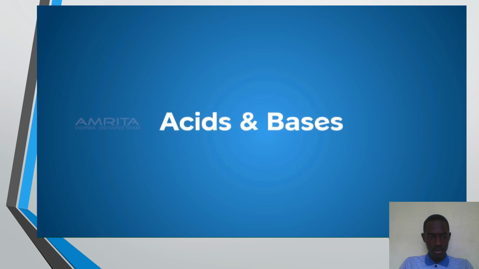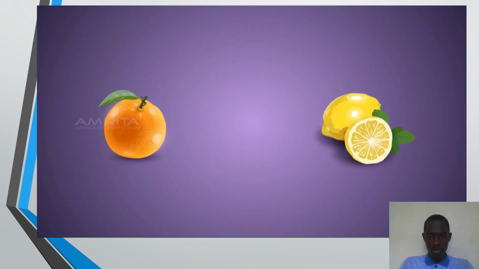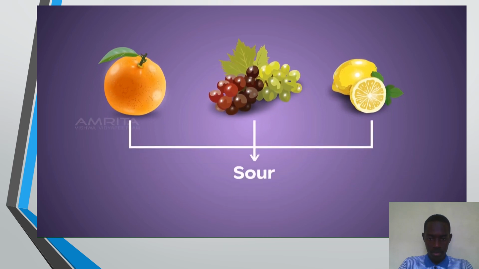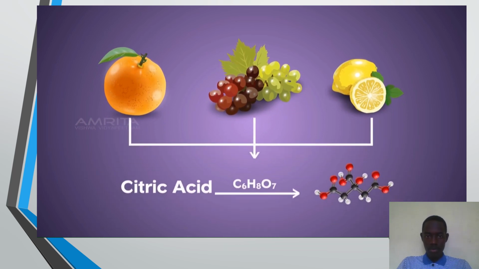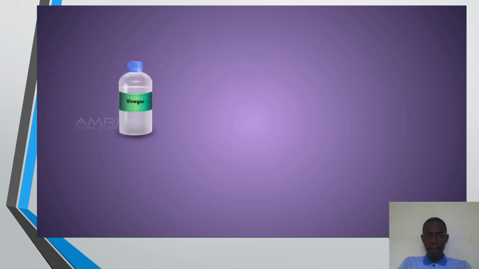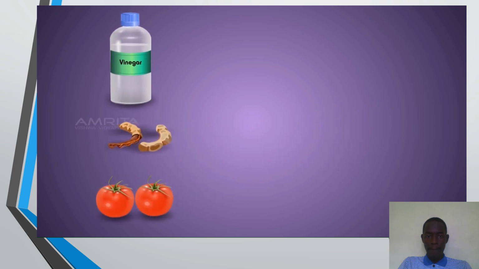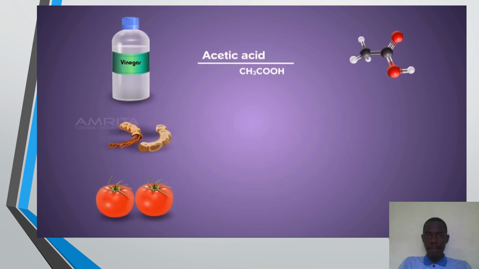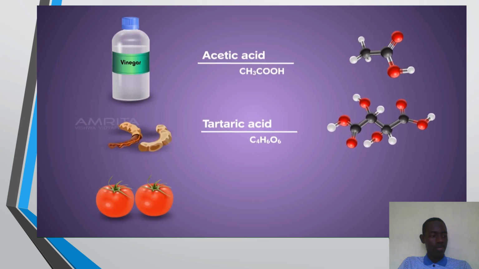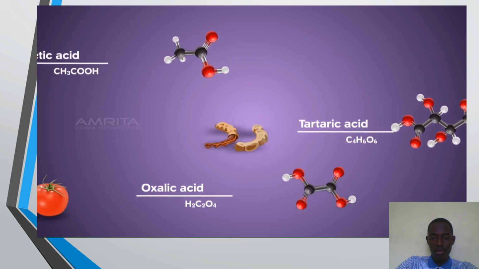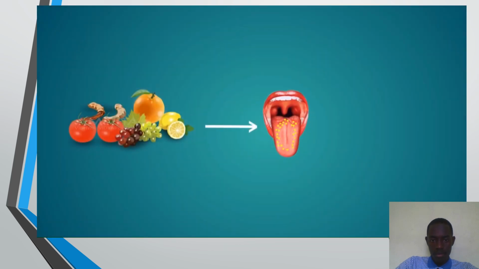Acids and bases. Citrus fruits such as oranges, lemons and grapes are sour. These fruits taste sour due to the presence of acids. These acids are also found in foods such as vinegar, tamarind and tomatoes. For example, vinegar contains acetic acid, tamarind contains tartaric acid and tomatoes contain oxalic acid. Acids can usually be identified as sour-tasting substances.